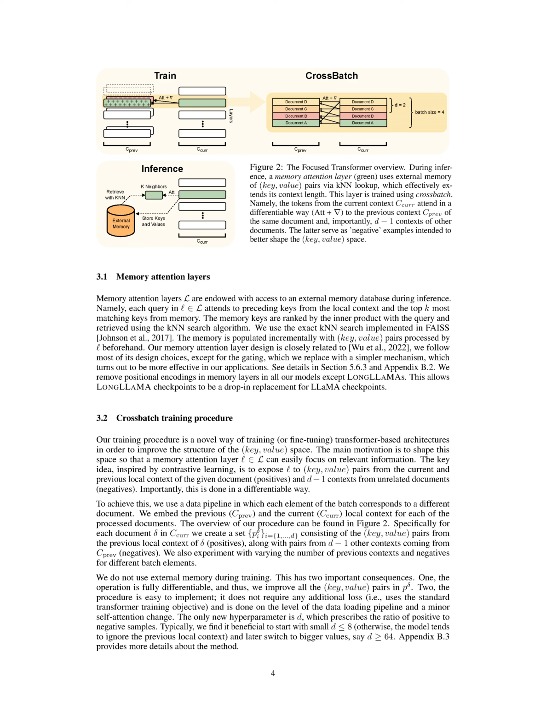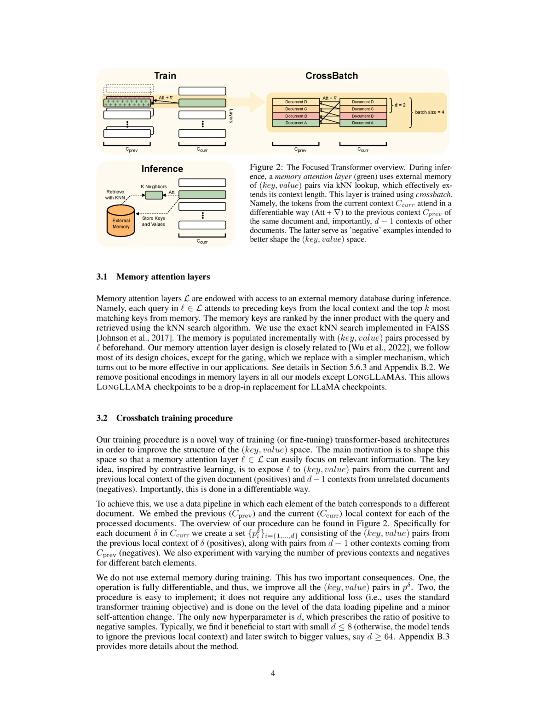Section 3.2, Crossbatch Training Procedure. We've developed a unique training method to enhance the structure of the key value space in transformer-based models. Our goal is to shape this space in a way that allows a memory attention layer, which we'll call L, to easily focus on relevant information. Our approach is inspired by contrastive learning. We expose L to key value pairs from the current and previous local context of a given document, which we refer to as positives, and from unrelated documents, which we call negatives. We do this in a way that allows for differentiation.